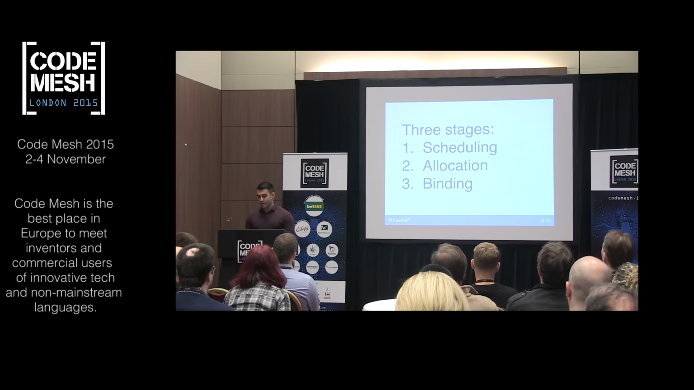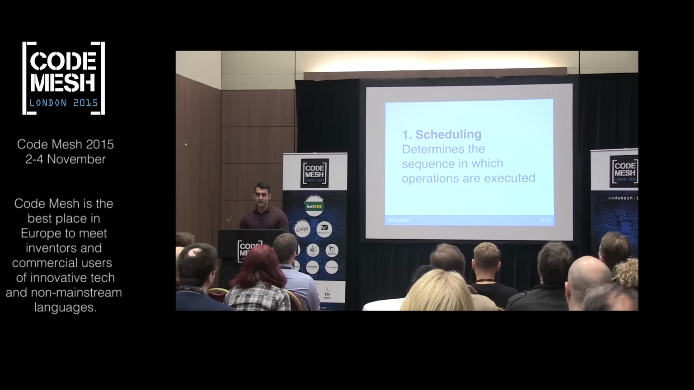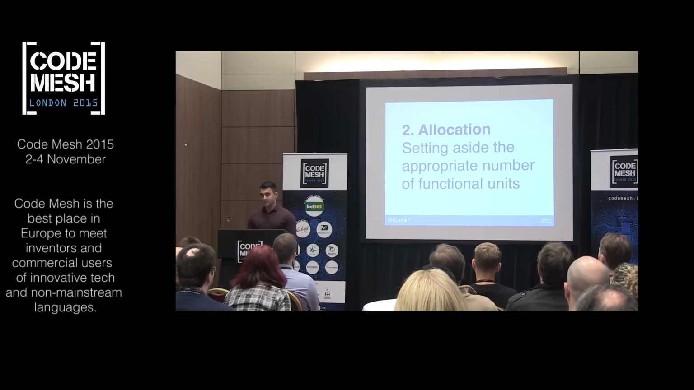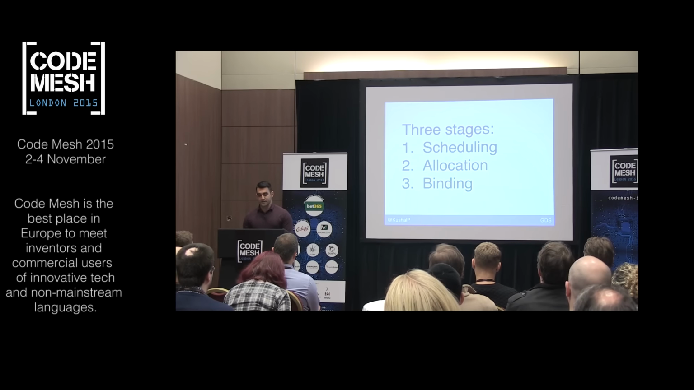There are 3 stages for a scheduler. There's a scheduling step, an allocation step, and then a binding step. Scheduling determines the sequence in which operations are executed. What is the order? Then there's an allocation step where you set aside the appropriate number of functional units. What do you need to complete the work? And then the third step is the binding step, where you assign those operations to the functional units, where you do the work. 3 stages: scheduling, allocation, binding.